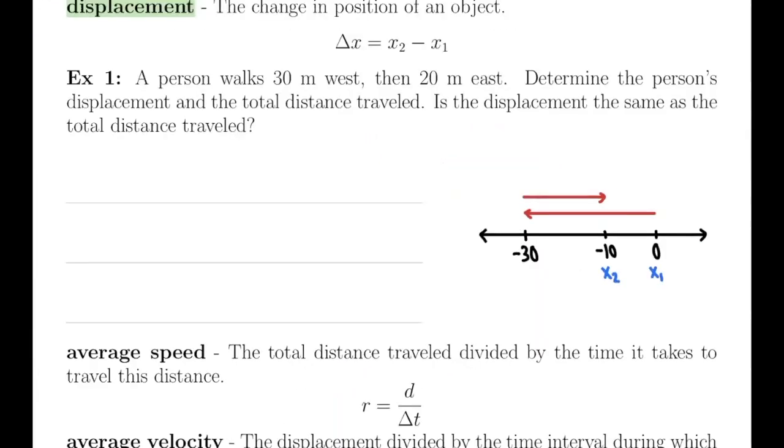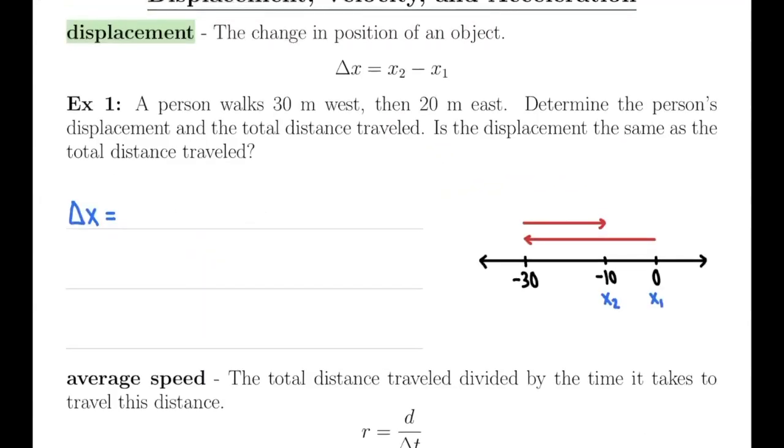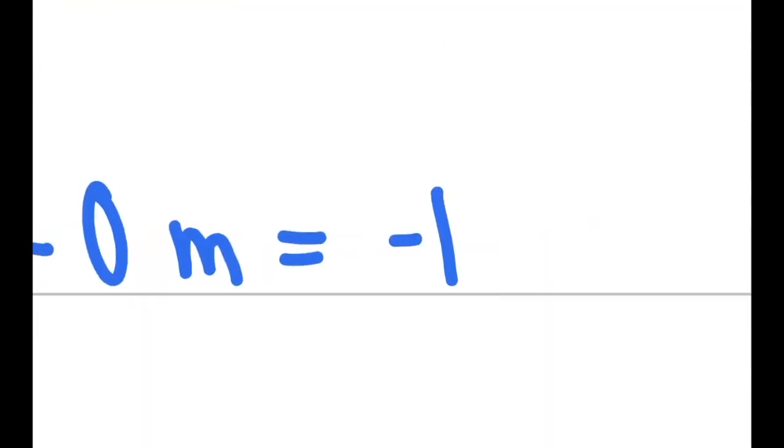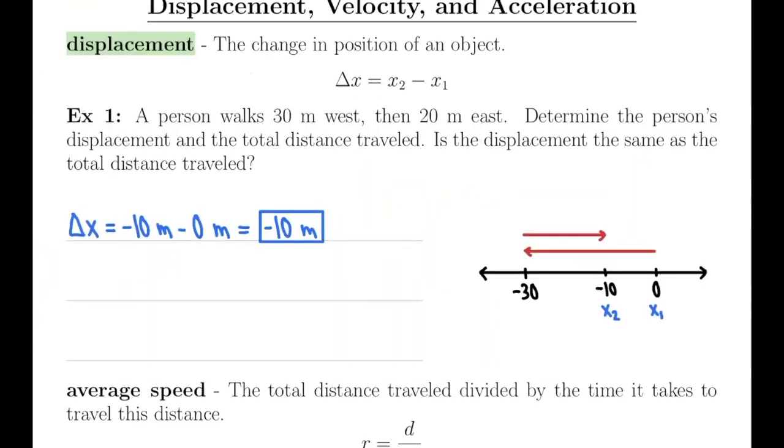First thing we need to do is find displacement. So displacement is delta x. So it's x2, so negative 10 meters, minus x1, so minus 0 meters. So that is negative 10 meters. Okay, so that's the displacement. So this guy landed 10 meters to the left of where he started. That's what we're basically saying.